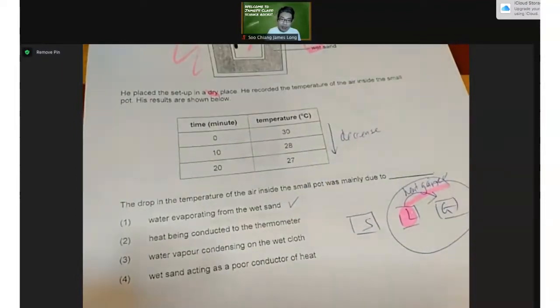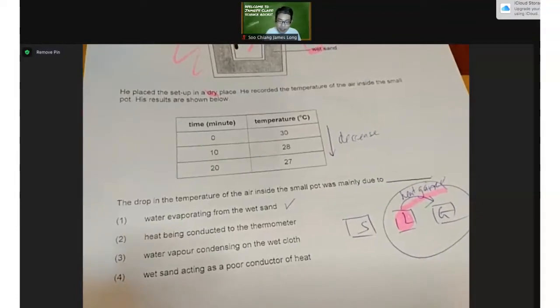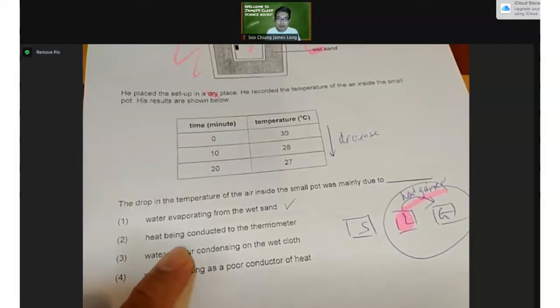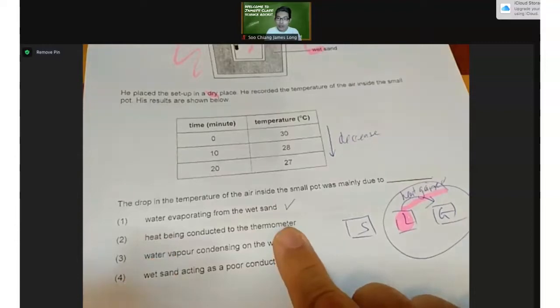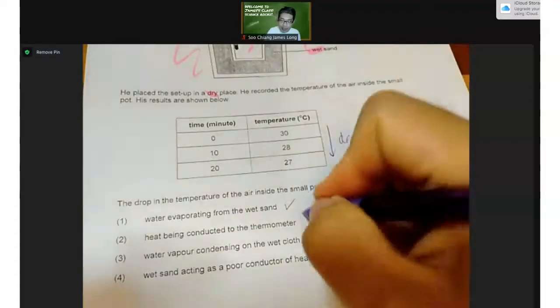Now let's take a look at the rest. So right now my answer is number 1, but we need to check the rest to see if it makes sense. Heat is conducted to the thermometer. That does not explain the drop in temperature. If you're talking about the thermometer gaining heat, we should see temperature increasing, right? So I don't see that happening here. So this one doesn't make sense.